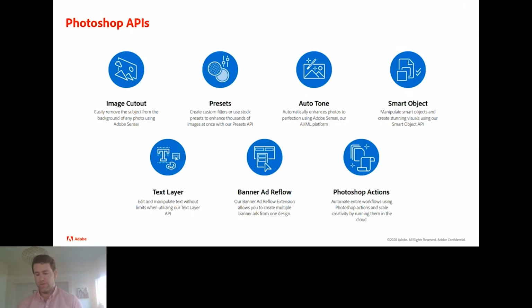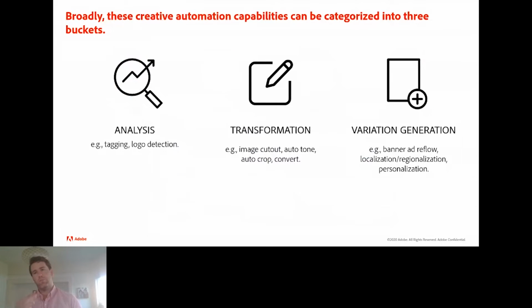So right now, I will go ahead and showcase, briefly I'll touch on, these creative automation technologies, which can be categorized broadly into 3 buckets: the analysis, or being able to tag, find, logo detection, look at the quality. There's the transformation aspect, again, that image cutout, being able to remove the background or the subject of a photo. Things like autotone or auto crop, also converting. And lastly, that variation generation, being able to take one and create many, such as banner ad, localization or regionalization.